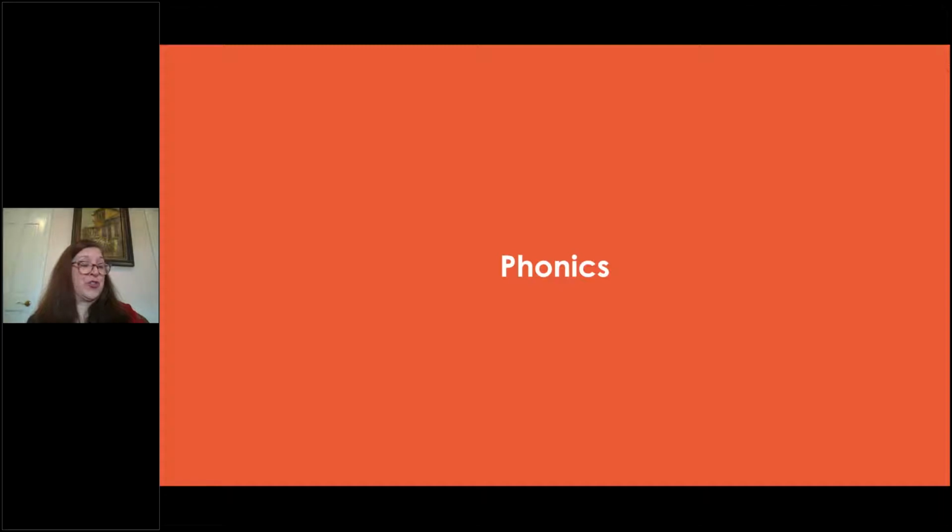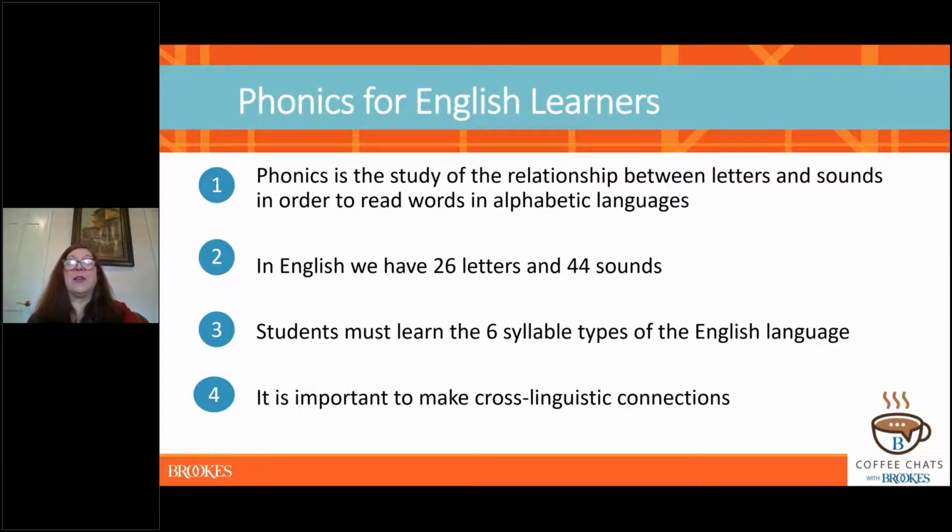In chapter 5, we talk a lot about phonics and what would be special about phonics instruction with English learners. And so when we look at this, we know that phonics instruction is the study of the relationship between letters and sounds in order to read in alphabetic languages such as English. So in English, we have 26 letters and 44 sounds. So we're going to look at, okay, here's this letter. What sound does it have? And sometimes we have sounds that have multiple spellings, right?